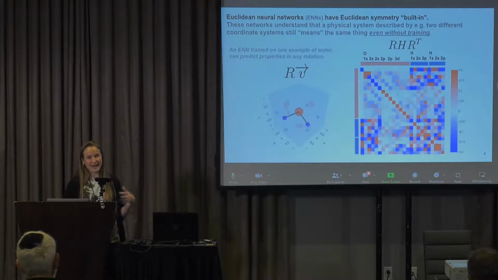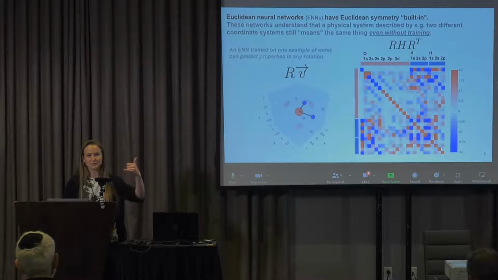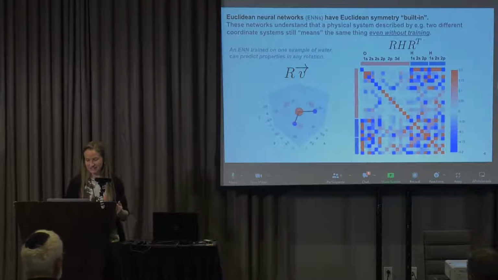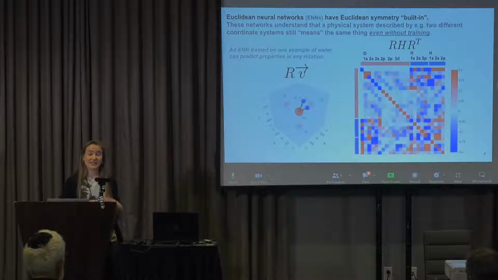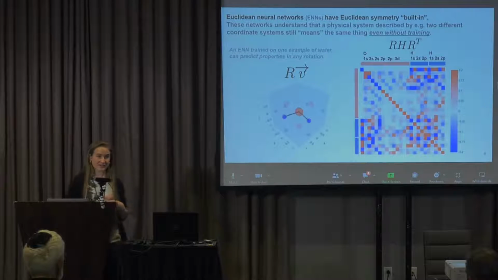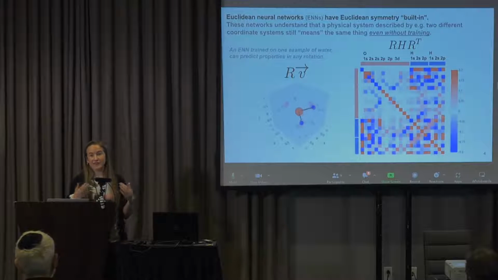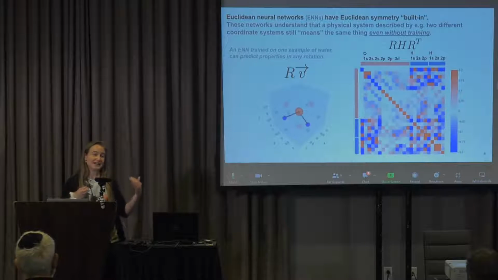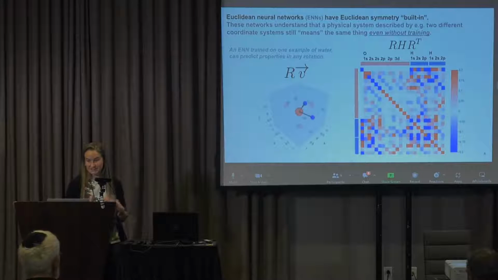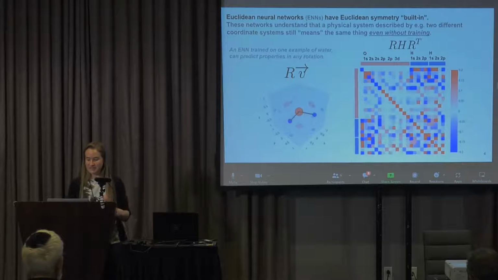So on the left, we have a simple water molecule that's just simply rotating, a simple 3D rotation. And on the right, I have a representation of its Hamiltonian matrix. This is the matrix that's describing the favorable or unfavorable interactions between electrons in different, in this case, local atomic orbitals. That's the basis I've chosen for representing this matrix.